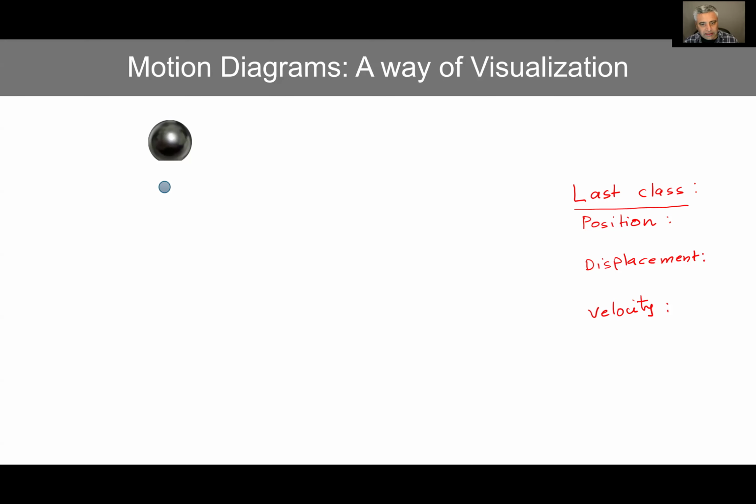So on the screen, I wrote 3 definition or vocabulary terms we learned last class. Okay. And so, position has value and direction. That's why it's called vector. And we measure value from some reference point, also known as origin.